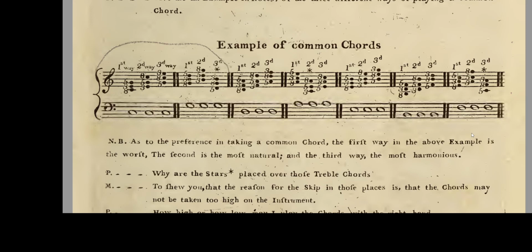We're now on his third example of common chords with D. So that gives us 8, 3, 5 in the first way, which, as he notes, and I'll repeat it, is the worst way, but the easiest. Then 3, 5, 8. And 5, 8, 3 will not take us beyond the upper G, so we are okay. We don't have to do anything.